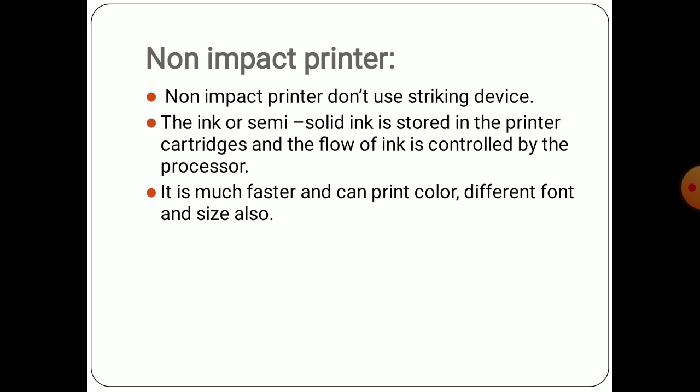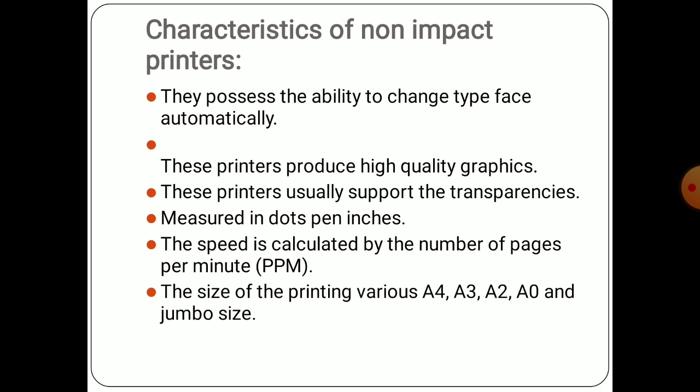In your impact printer only one font style is used to print. Here in your non-impact printer we can use different styles. In your impact printer the size of the text is only of one type and one shape, and here the size can also be changed. So some of the characteristics we'll study relating to your non-impact printer. The first is that they possess the ability to change the typeface automatically. Means the font or text style can be changed, and as it is changed it will be applied automatically.